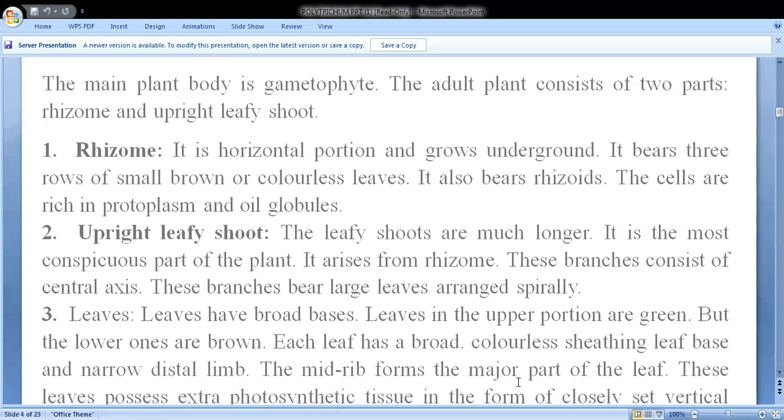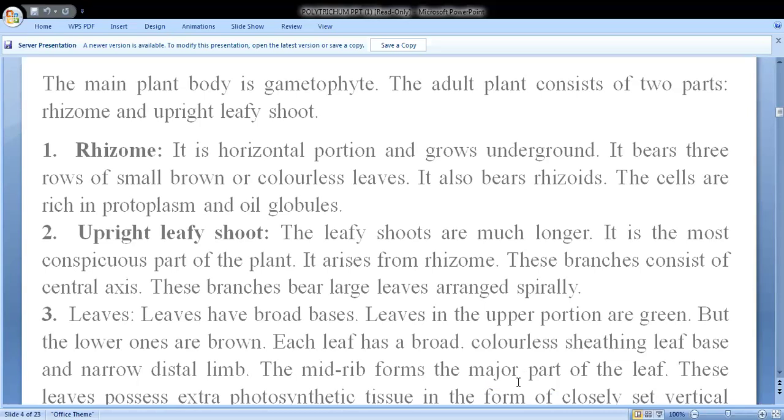First one is the rhizome. It is a horizontal portion and grows underground. It bears 3 rows of small brown or colorless leaves. It also bears rhizoids. The cells are rich in protoplasm and oil globules. That is about the rhizome.